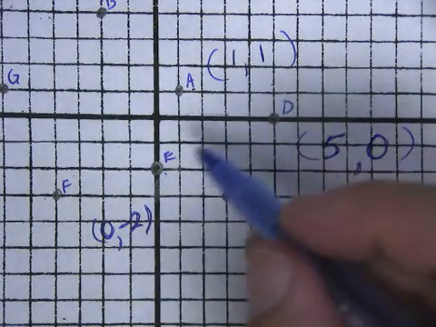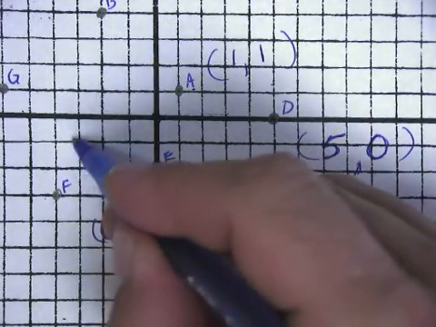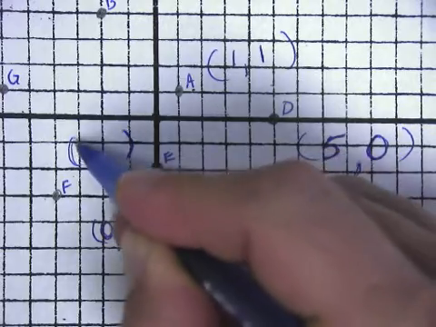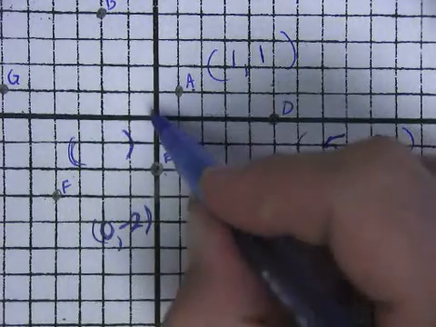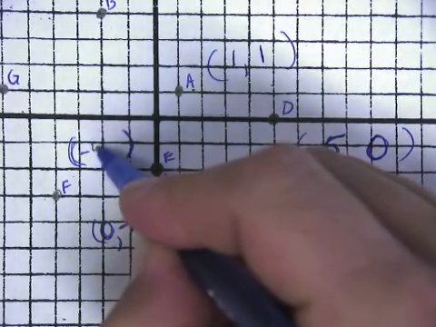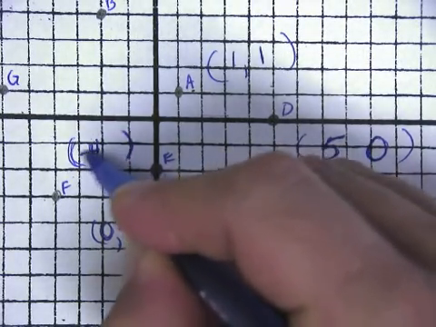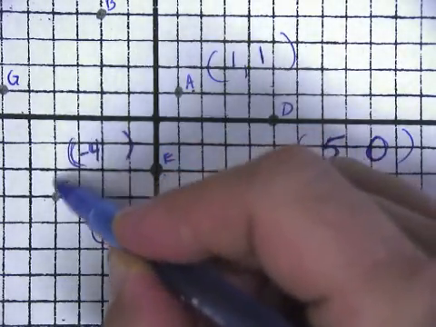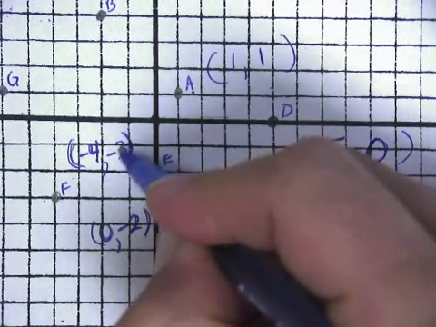B, C, D, E. Here's F. We'll put F right here. To get to F, I'm going to go 1, 2, 3, 4. So 4 and to the left, so that'll be a -4. I'm going to go down 3. So that'll be -3.